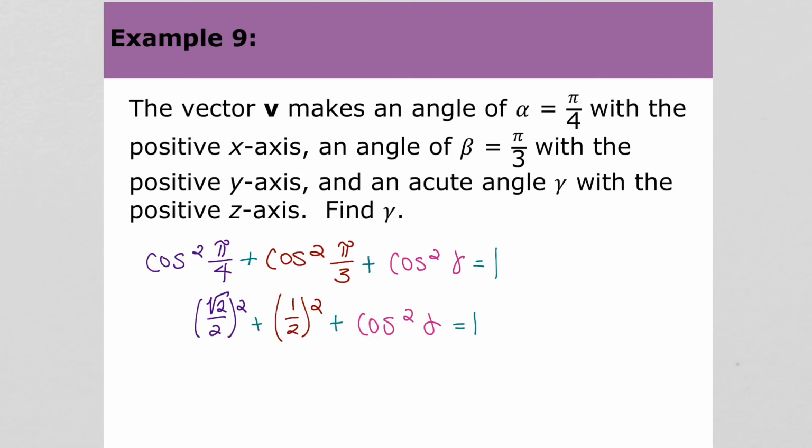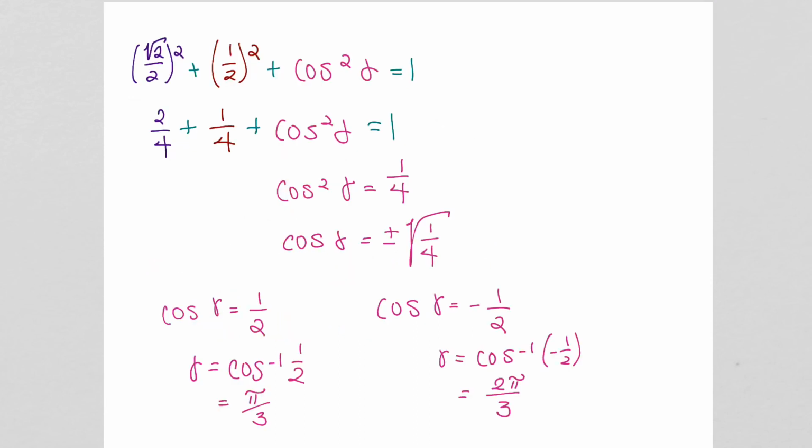Now, the definition says that the angle must be acute. So in order for the angle to be acute, it has to be less than 90. So this one's not going to work. Just this one. So lambda would be pi over 3.